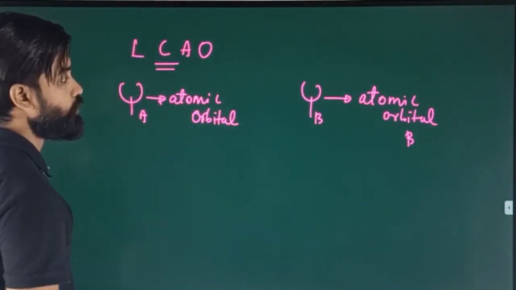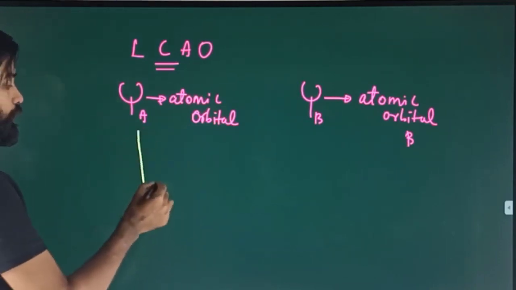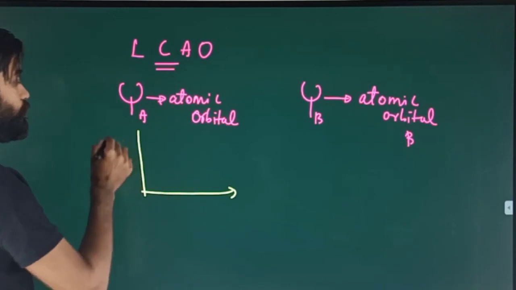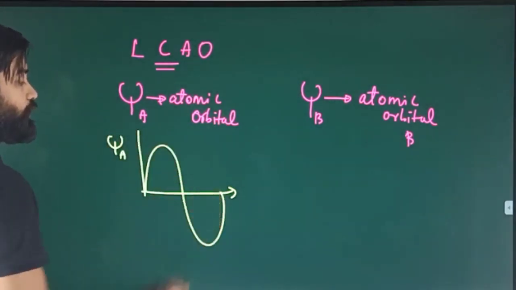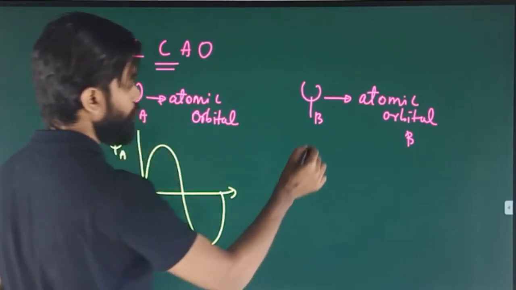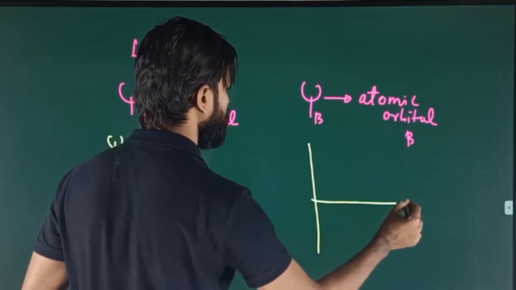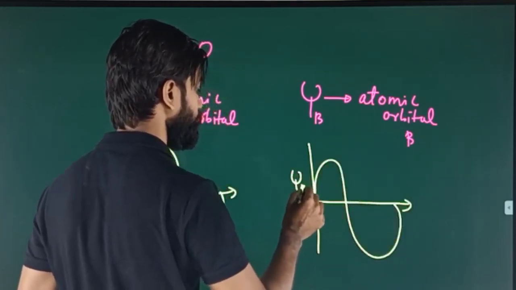What is meant by the linear combination of these atomic orbitals? We know that atomic orbitals are represented by a wave function like this. So this psi A represents this wave and psi B represents this wave.